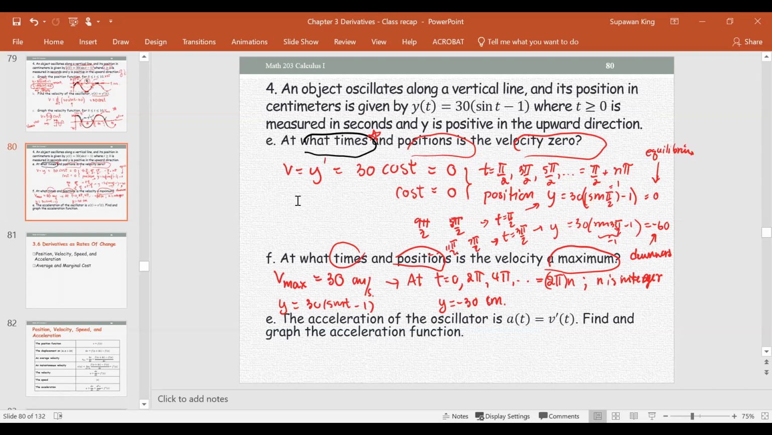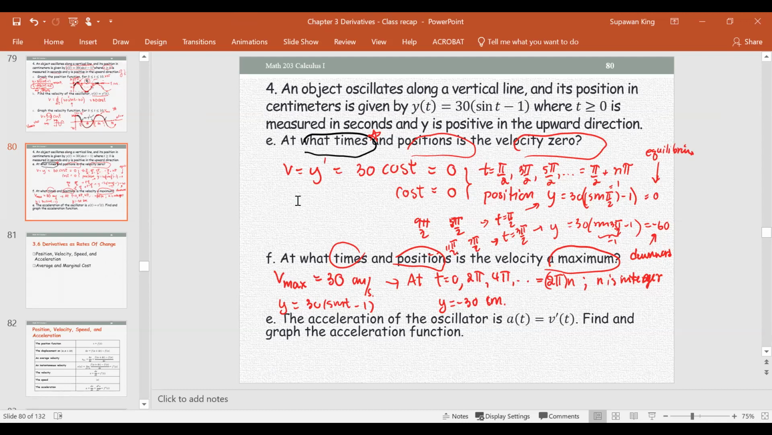At every same point of time, like every 2 pi, from 0, 2 pi, 4 pi, and so forth, it will reach the maximum velocity, and the position at the same maximum velocity is negative 30 centimeters, which is the downward position from the equilibrium point, or from the starting point.